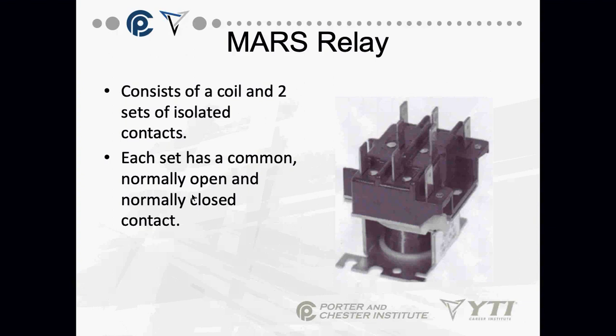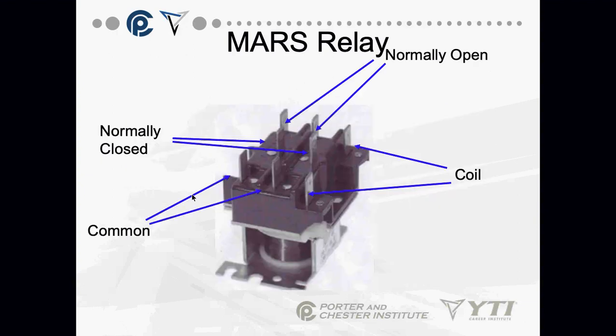Okay, this is your most commonly found relay. It's known as the Mars relay because the Mars company, which is an electrical manufacturer, made this relay. It consists of a coil and 2 sets of isolated contacts. Each set of contacts has a normally open and a normally closed contact. Okay, so if we look at this with it labeled, my coil contacts are right there.